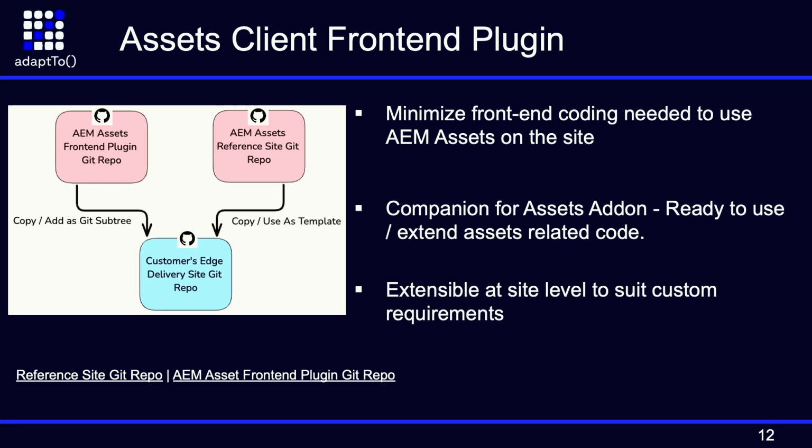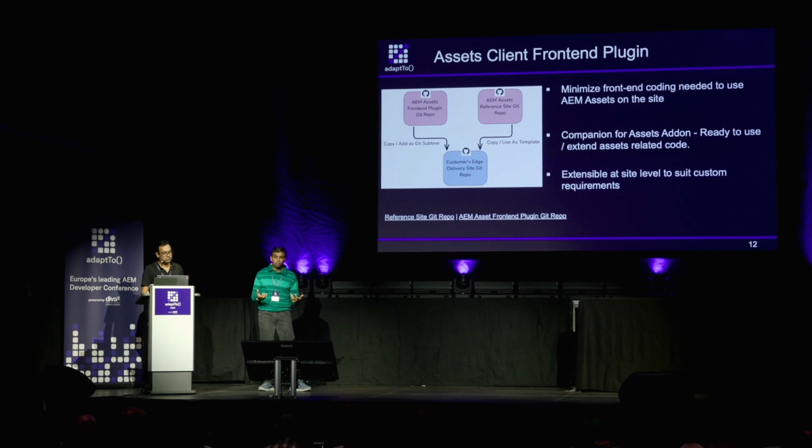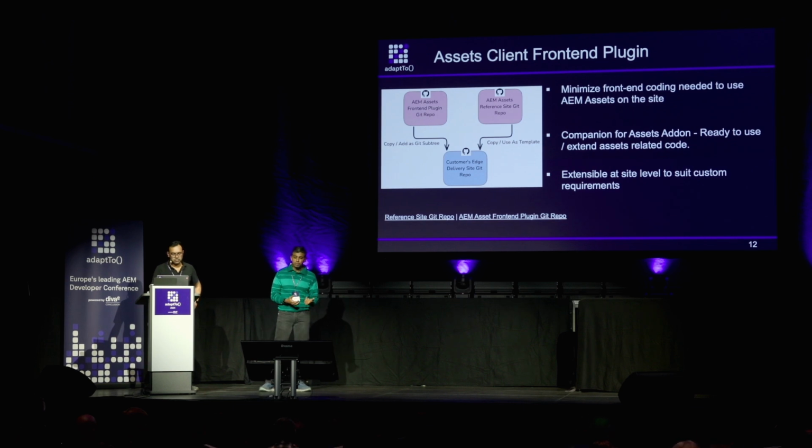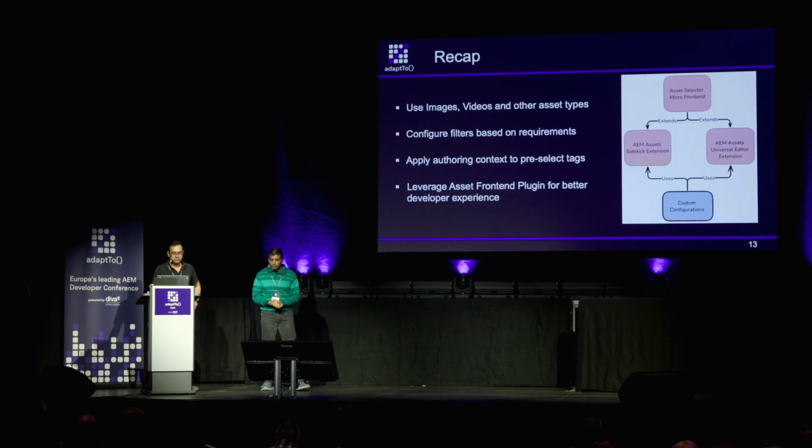So the picture on this side tells about the Assets front-end plugin Git repo, and there is this AEM Assets reference site Git repo, which is basically a copy of the latest AEM boilerplate, plus we have some additional code which helps with integrating with AEM Assets. So if you are planning to integrate AEM Assets on your site, these could be two good starting points. You can copy them over or use them, inject them in your site as a Git subtree, and then copy and extend them based on your specific use case.